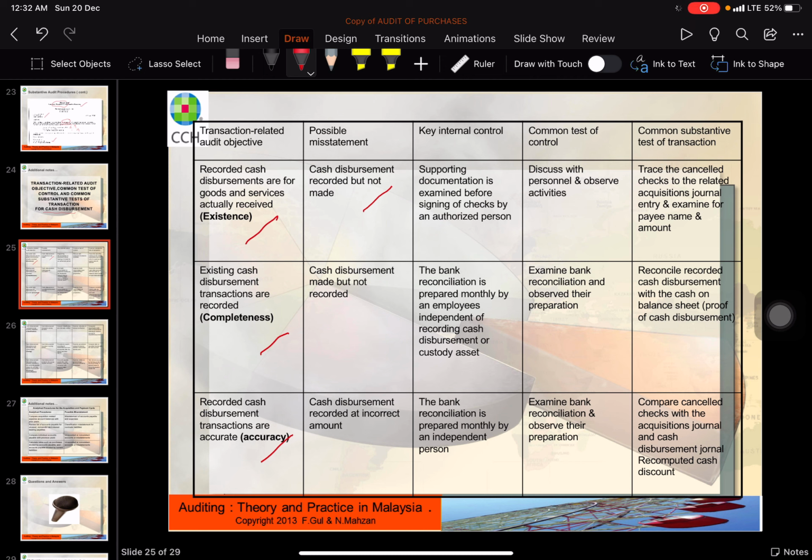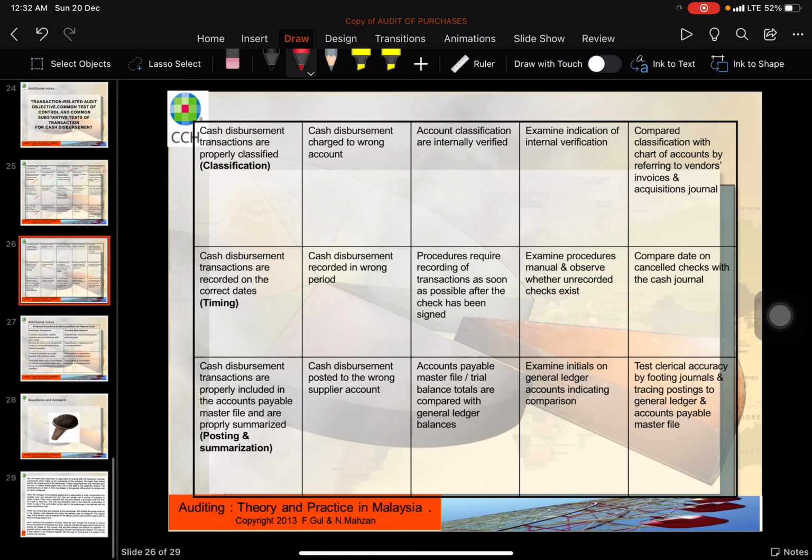So what they have to do is see the supporting documents before signing, checked by an authorized person. Make sure all the documents are there. Discuss with personnel and observe activities, and then trace the cancelled checks to the related acquisition journal, and examine the payee and the amount. The rest you can read on your own. Alright, this one we continue with classification, timing, and posting and summarization.